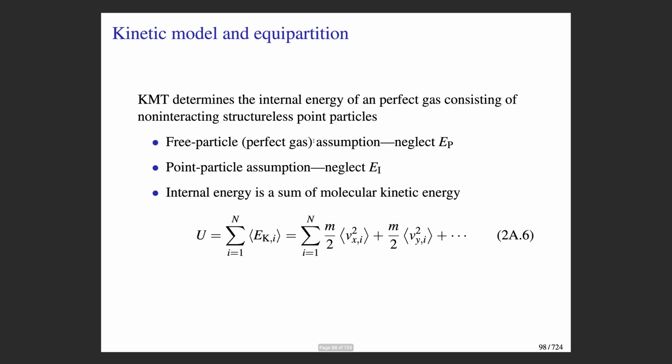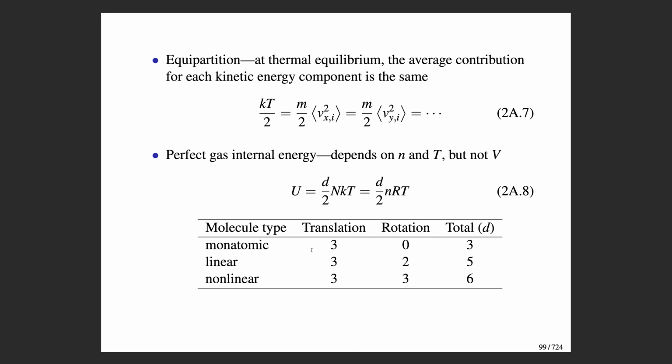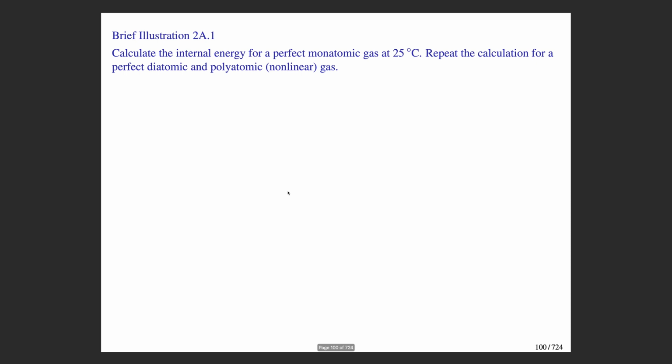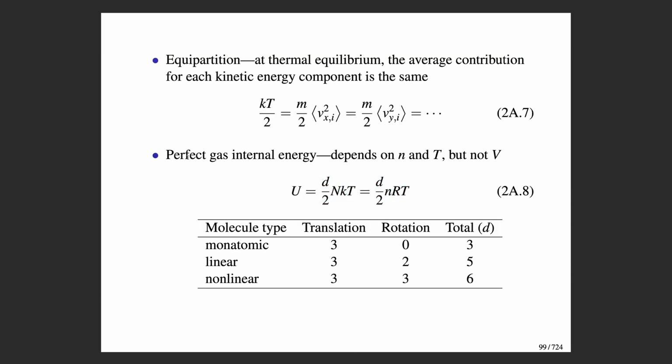And so you would then replace each of these terms, this term and that term and the next term and the next one, with kT over 2. And then you would add up over all molecules. And the result that you get is right here. So this is a formula that you want to keep in mind. This is the formula for calculating the internal energy of an ideal gas. The factor D refers to the number of kinetic degrees of freedom in the molecule.